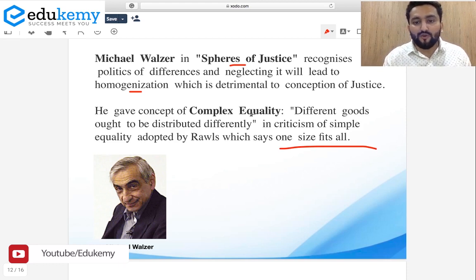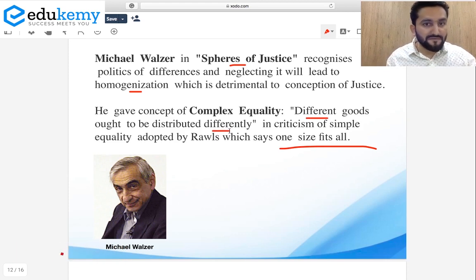So he gave the concept of complex equality. He said different goods ought to be distributed differently. Even if we are talking about a particular society, in different spheres we have to use different ways of justice. The way we are postulating the concept of justice in education cannot be reflected in health or other areas. Employment, we have to look into the particular sphere.